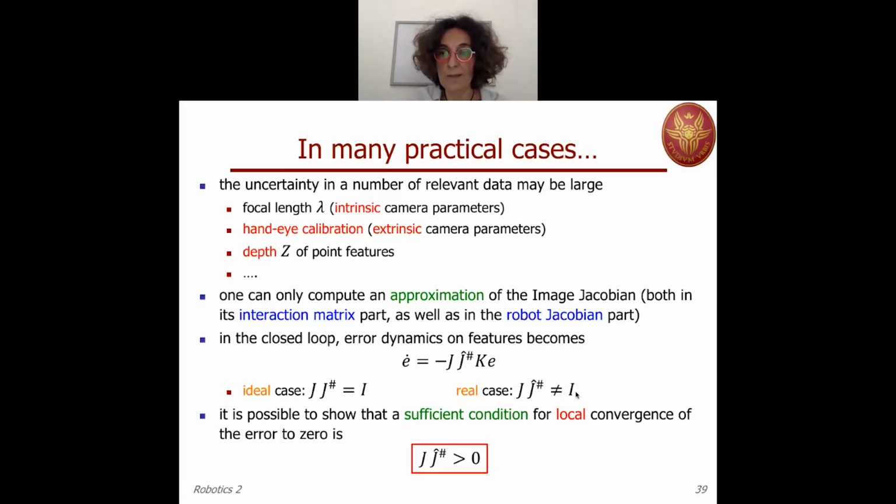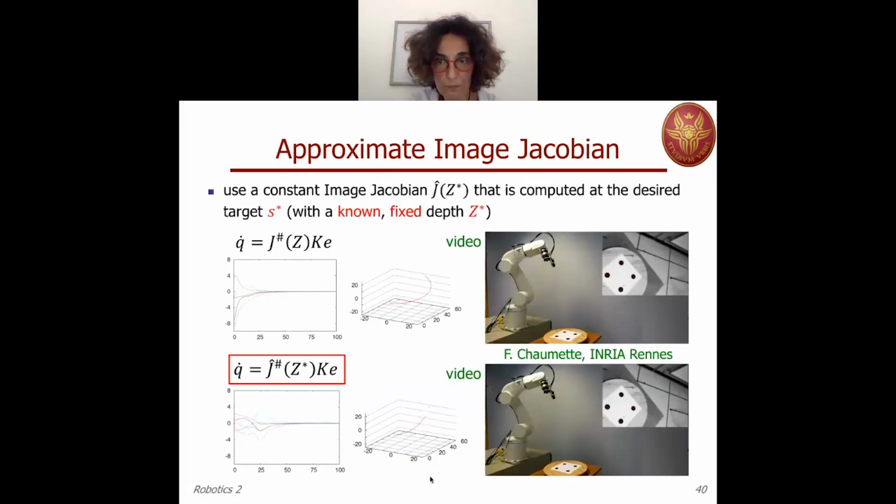Then how can you prove convergence of the visual servoing control scheme? There are some results in the literature, actually only sufficient conditions for local convergence of the error to zero. And this sufficient condition is that the product J hat transpose J should be positive definite. Okay, so if this can be satisfied, then we can guarantee local convergence.